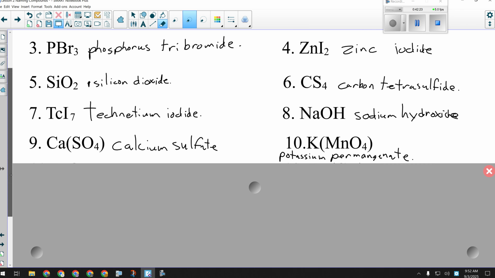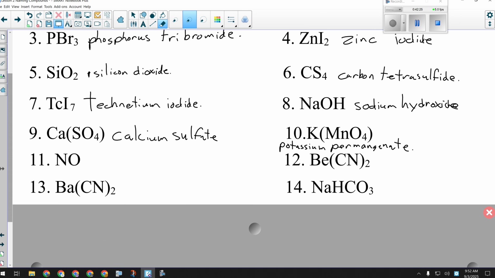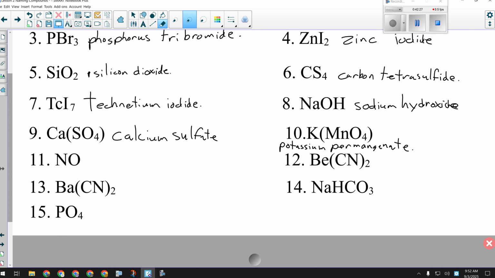Okay, let's have you guys try the last few here before class is out. Okay, so up to 15. Give it a few minutes on those. All right, let's have a look at these here. Okay, so for number 11, ionic or molecular? Molecular, they're both non-metals, so this will be nitrogen. What prefix goes on the oxygen? Mono, right, or just mon in this case. Okay, nitrogen monoxide.